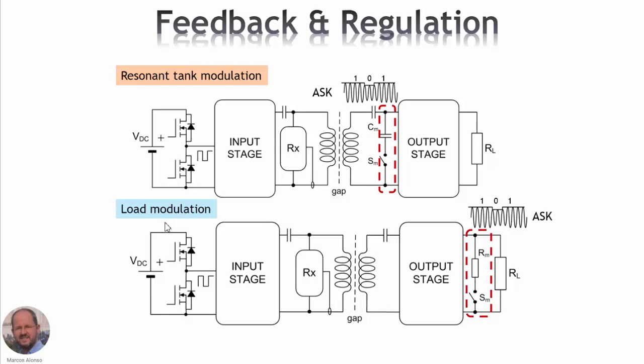And the other possibility is the load modulation. So here what we are doing is connecting and disconnecting a resistance in parallel with the load. So in this way we are also affecting the output a little bit. So this is going to be received also from the primary side, and with this we can send the information into the power converter to do the regulation.